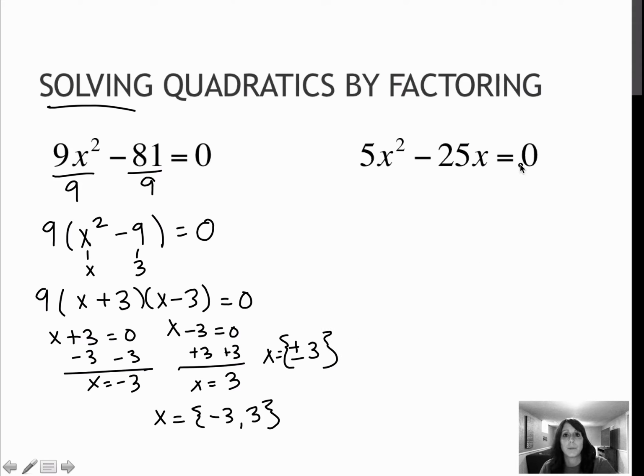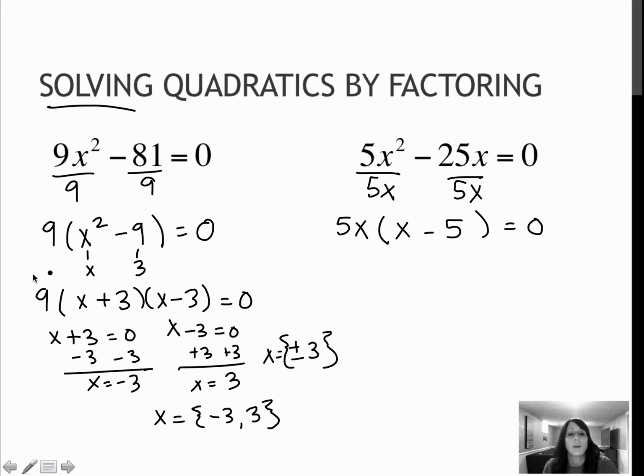My second example is very similar. I only have 2 terms, but notice on this one, my second term also has an x, which means my GCF is actually 5x. So I'm going to take 5x to the front, which leaves me with x minus 5. And on my first example, I did not have to set 9 equal to 0 because there was no x involved. But on this one, I do have to set 5x equal to 0 because there is an x.